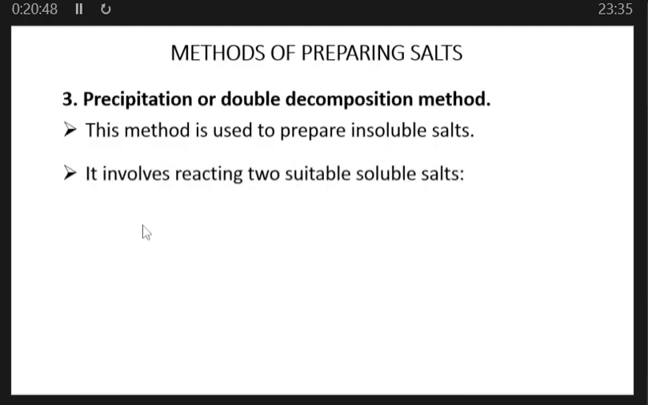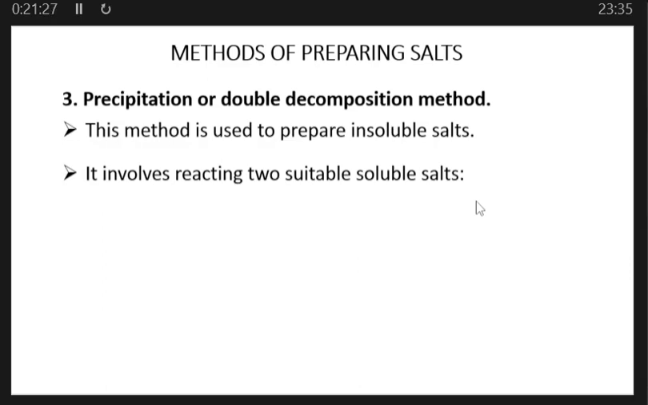So now, it involves reacting suitable soluble salts. If you want to prepare a particular insoluble salt using the precipitation method, then the reactants that must be combined to form that salt must be two soluble salts. You need two soluble salts that must be reacted together to give that particular insoluble salt that you need.